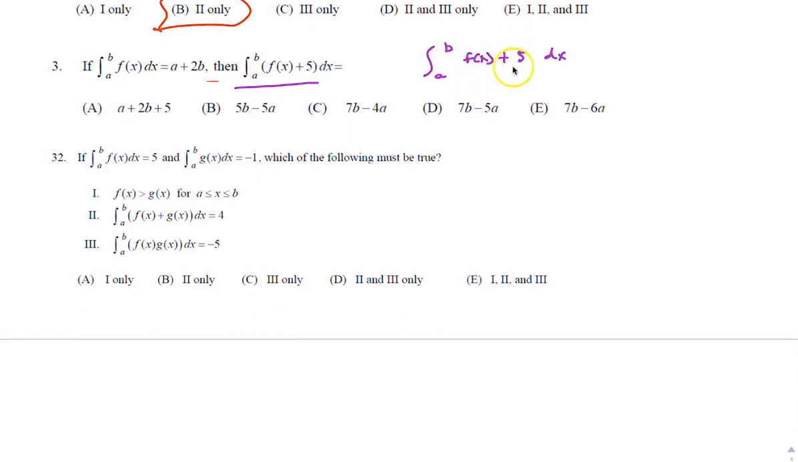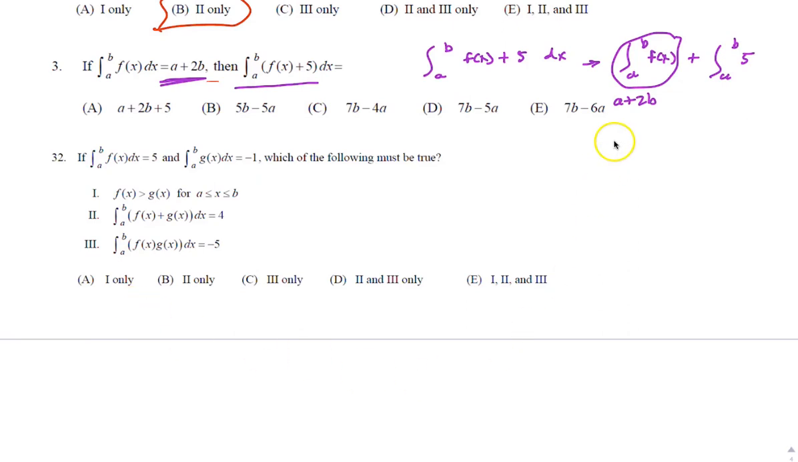So the first thing I'm going to do is separate this, because I know something about the integral from a to b of f of x, but I don't know the integral from a to b of f of x plus 5. I've got to separate these two. Use the rule we just talked about. So the integral from a to b of f of x plus the integral from a to b of 5. This first one right here, I know what this equals. They told me: a plus 2b.